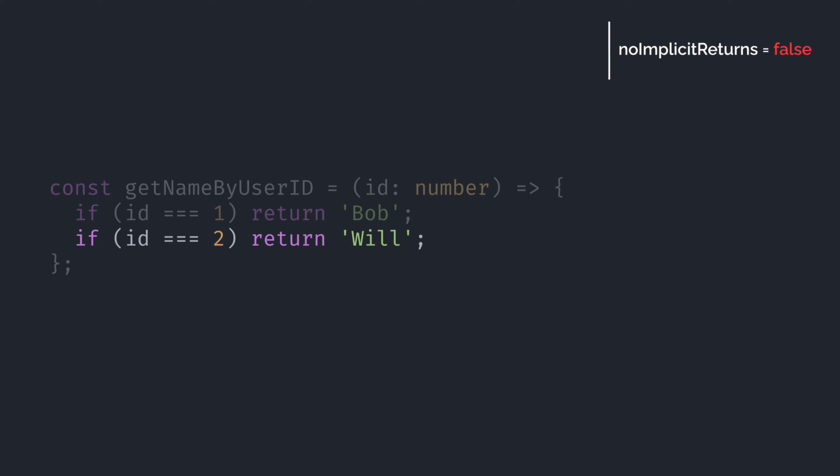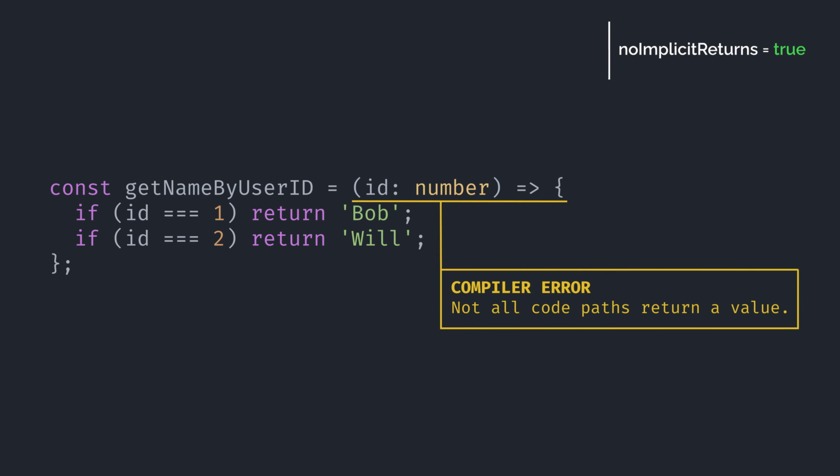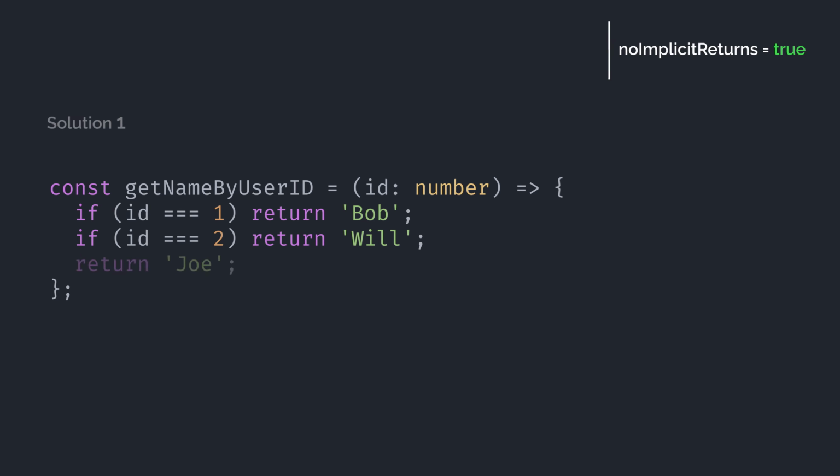There is an obvious issue here. What would happen if we requested the name of a user with ID 3? Enabling noImplicitReturns would give us a compiler error, saying that not all code paths return a value. To deal with that, we have two alternatives. First, deal with cases where ID is neither 1 nor 2. For example, we could return Joe by default.